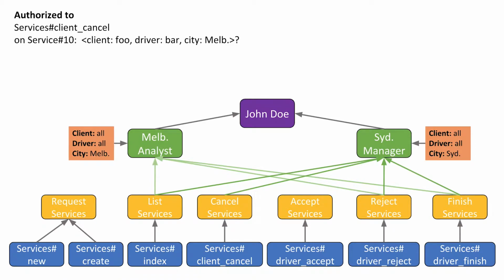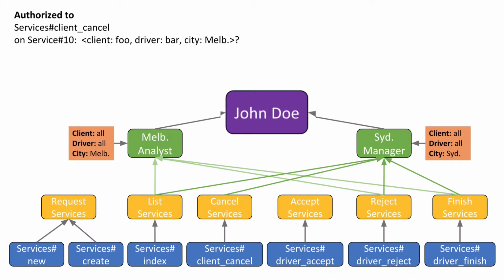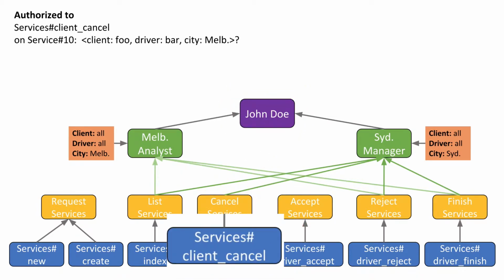Now that we know how the rule structure works, let's drive the point home by seeing how Authz determines if an action of a resource is authorized. Let's say that a user, John Doe, has been granted the roles of Melbourne Analyst and Sydney Manager. John is trying to cancel Service 10 from Melbourne, and our app has routed his request to Services Client Cancel Controller Action. To determine if John is allowed to do that, he needs to have at least one role that allows him to do so.